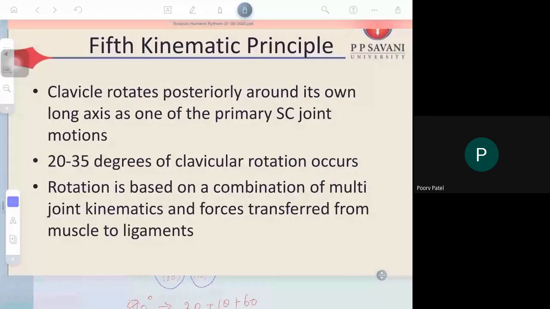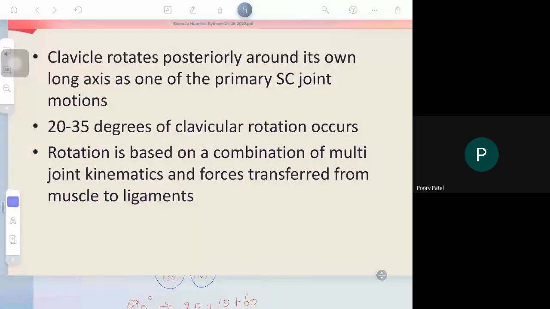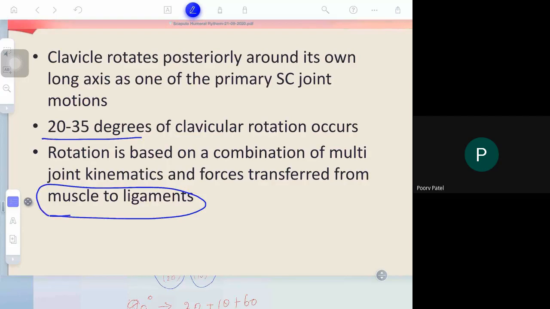Clavicle rotates posteriorly around its own long axis as one of the primary sternoclavicular motions. So how much rotation occurs? It rotates 20 to 35 degrees. Posterior rotation is 20 to 35 degrees. Now again, this rotation is based on a combination of multi-joint kinematics and force transferred from muscles to ligaments. Here you have to listen carefully, then only you will understand this point.